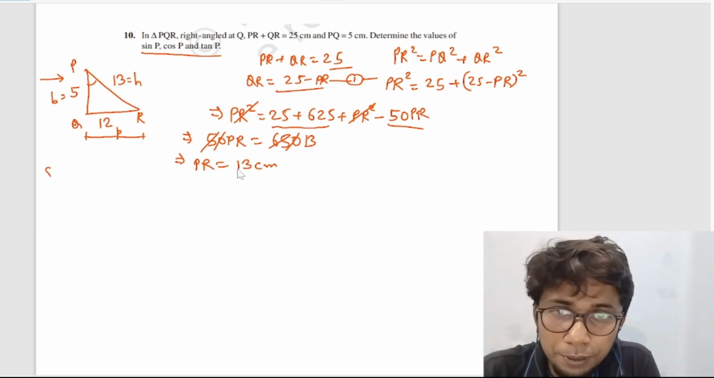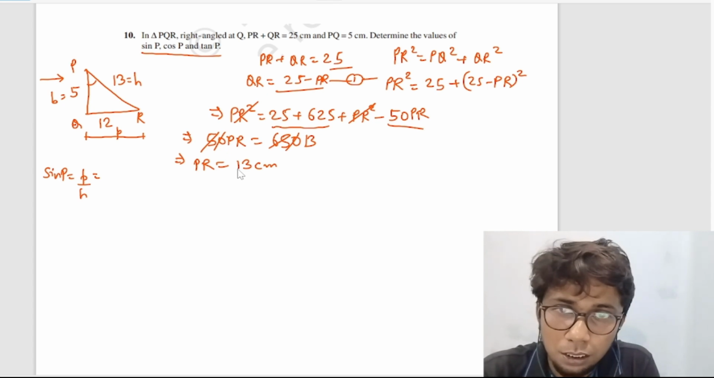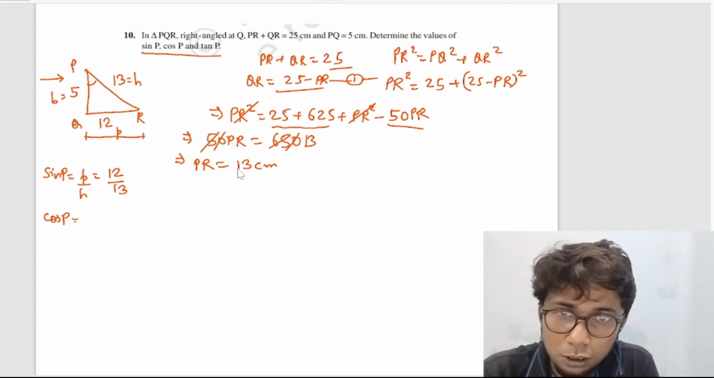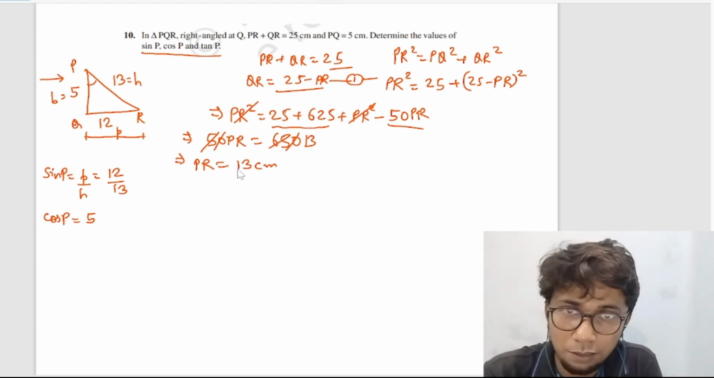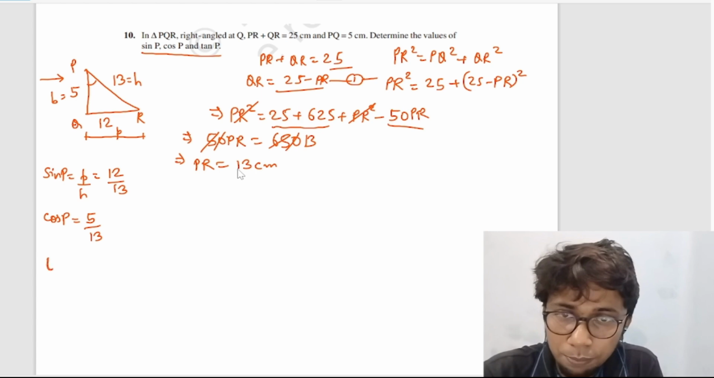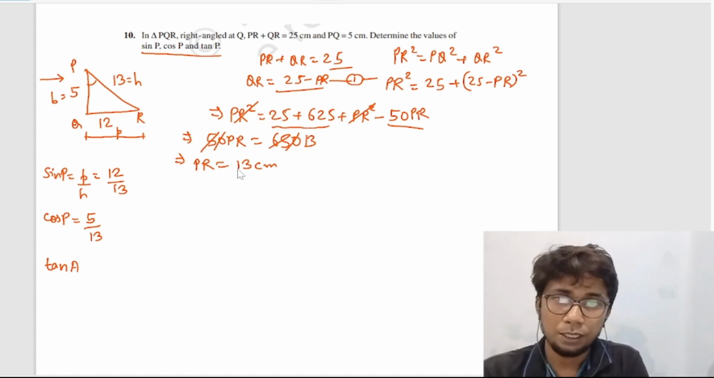What is sine P? It is nothing but perpendicular upon hypotenuse, that is 12 over 13. What is cos P? Base upon hypotenuse, that is 5, base is 5 and hypotenuse is 13. What about tan P? Tan P is perpendicular upon base, that is 12 over 5.